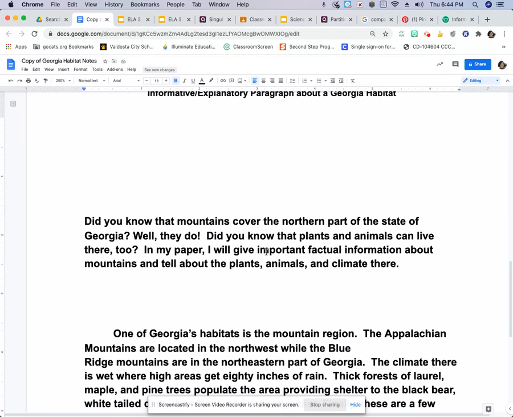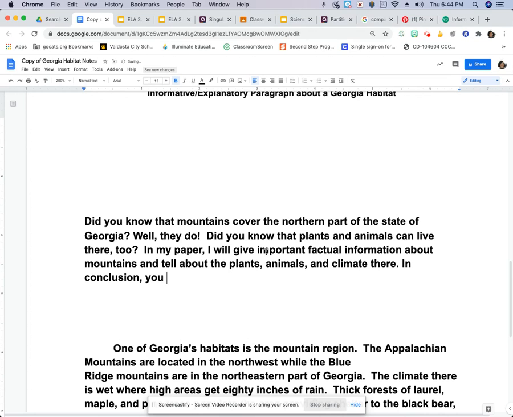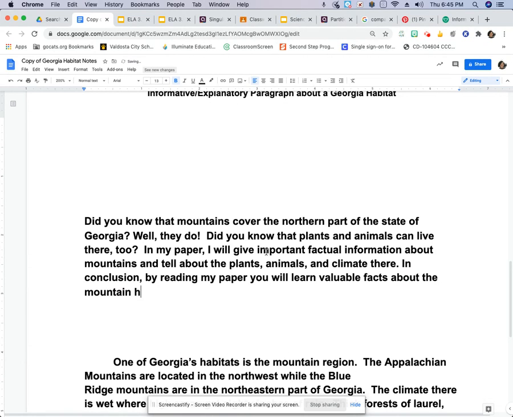Now I'm going to do my conclusion. In conclusion, by reading my paper, you will learn valuable facts about the mountain habitat in Georgia.